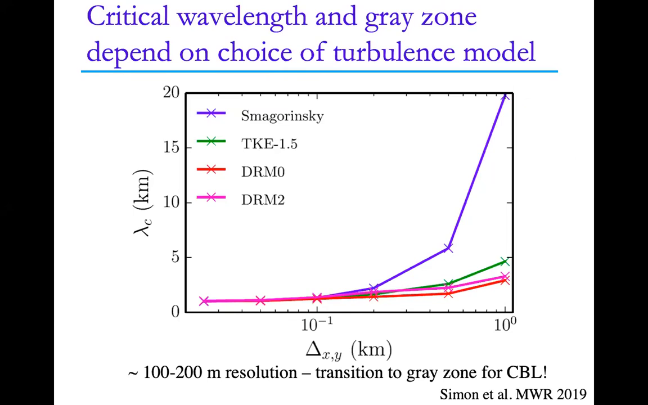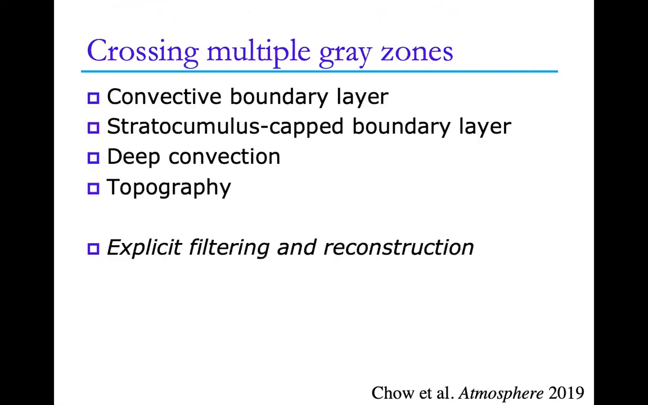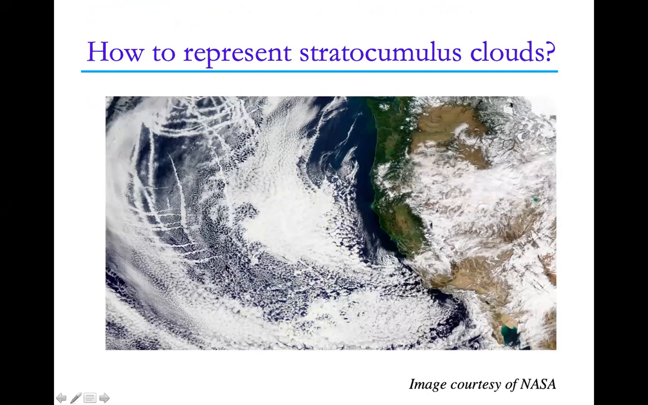So I'm going to show you a couple other examples of how we've explored using the closure model and explicit filtering and reconstruction in the gray zone to see the impact. And the first one is a stratocumulus capped boundary layer. So there's a lot of question and uncertainty about representing clouds in global models.